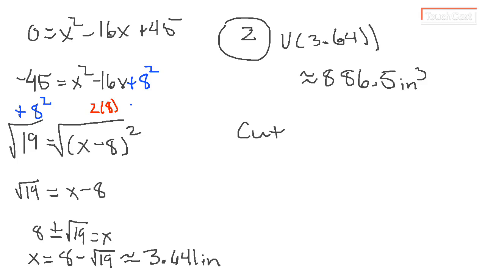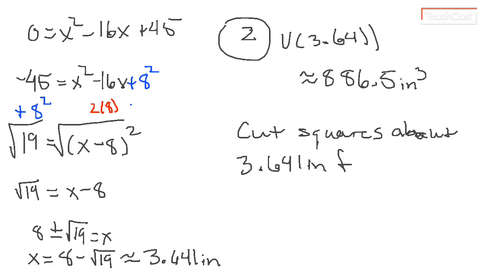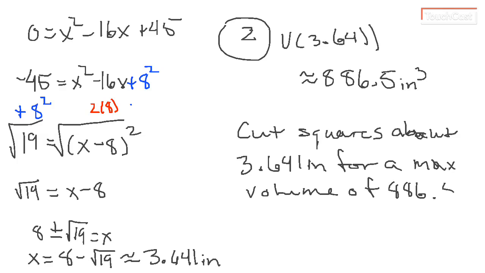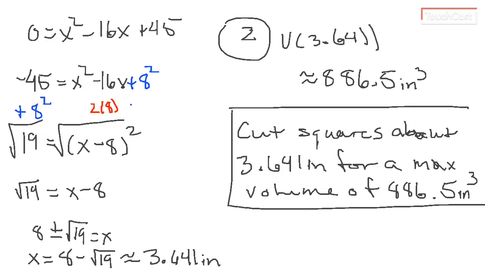So, what we can say is we are going to cut squares about 3.641 inches for a maximum volume of 886.5 cubic inches. We're done with example 3. Let's check out example 4.